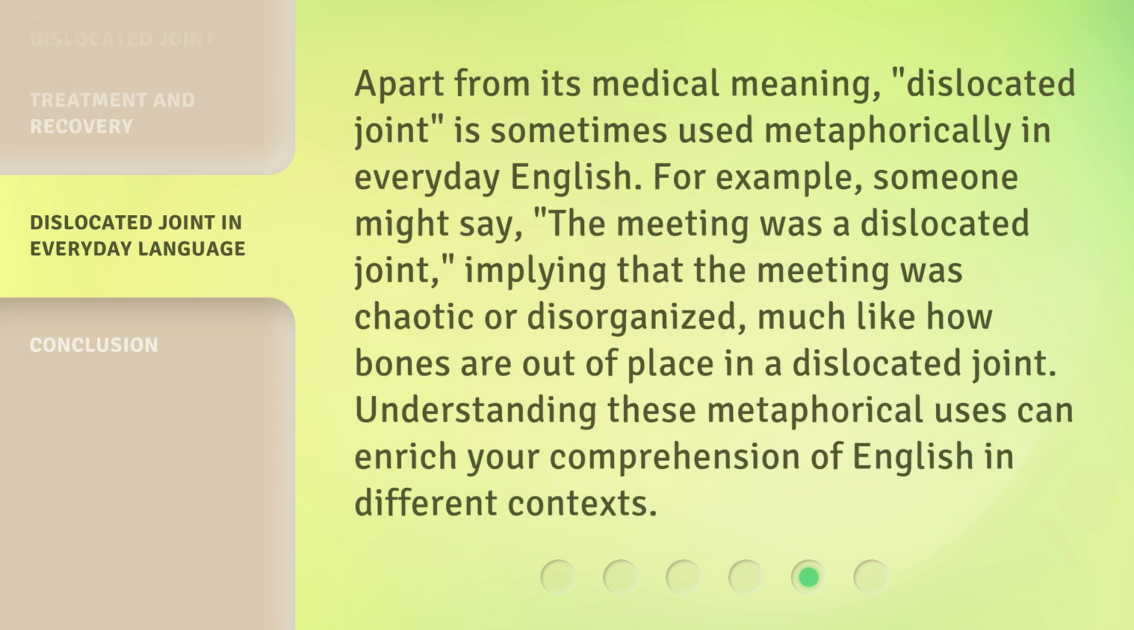Apart from its medical meaning, dislocated joint is sometimes used metaphorically in everyday English. For example, someone might say, "The meeting was a dislocated joint," implying that the meeting was chaotic or disorganized, much like how bones are out of place in a dislocated joint. Understanding these metaphorical uses can enrich your comprehension of English in different contexts.